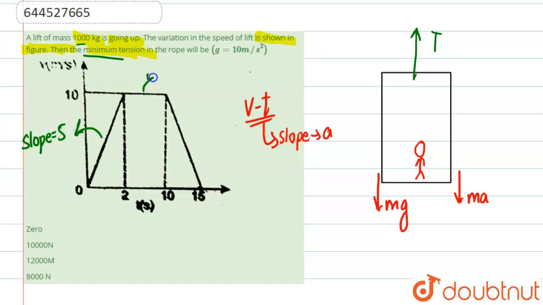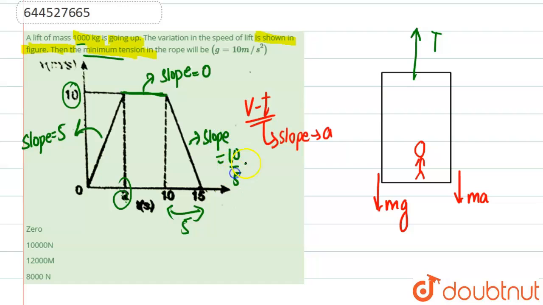Over here the slope will be equal to 0, because this is a straight line parallel to the x-axis. This part is 10 divided by 2, from which we got 5. And in this last part, the change is 10 over a length of 5, so the slope will be equal to 10 divided by 5, which is equal to 2.